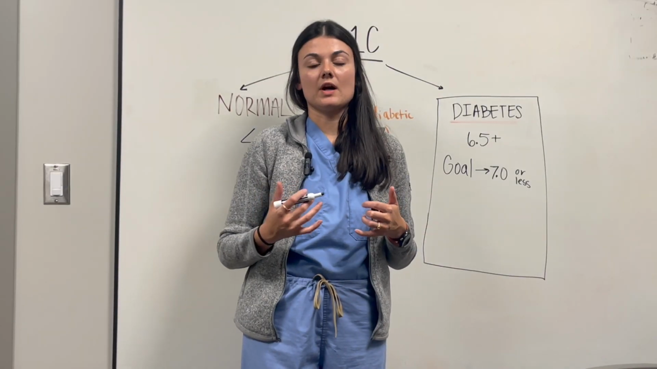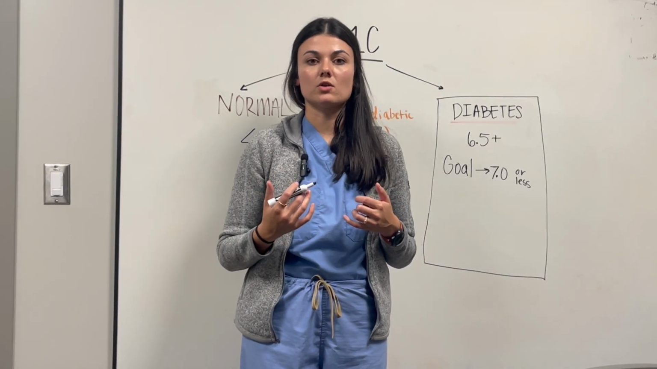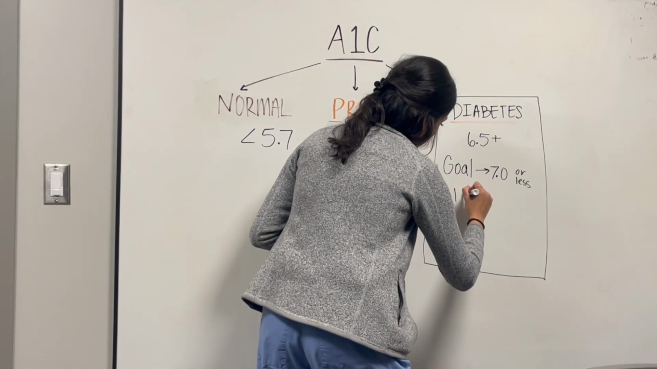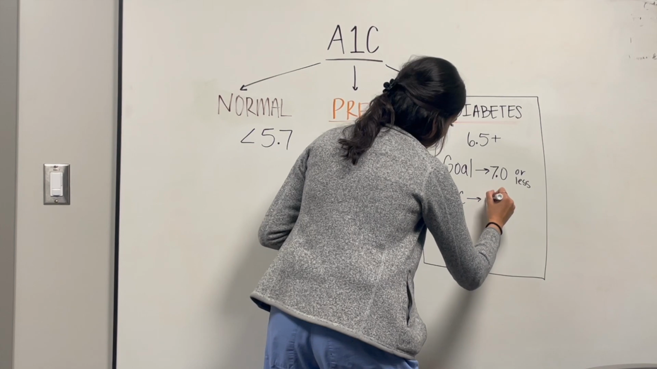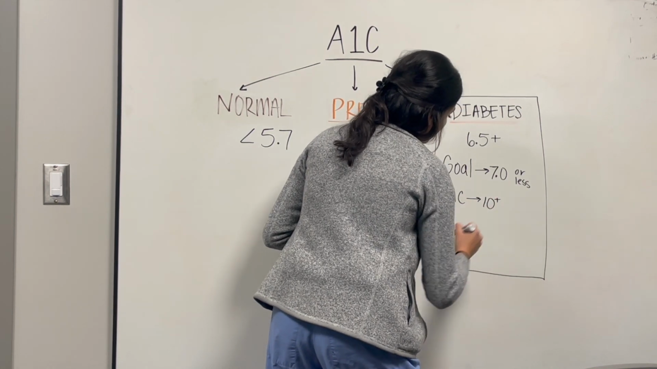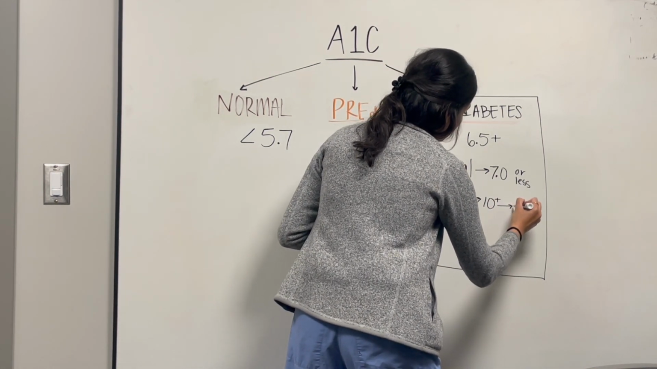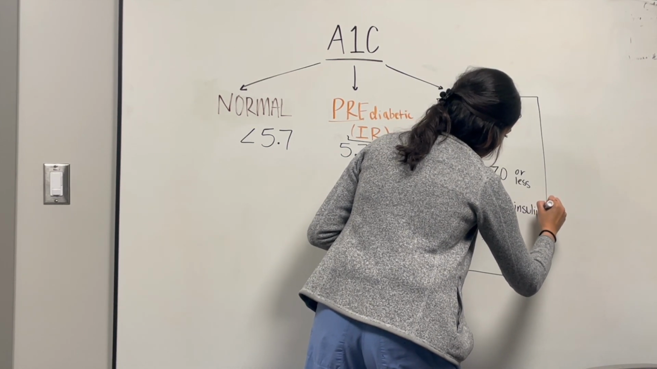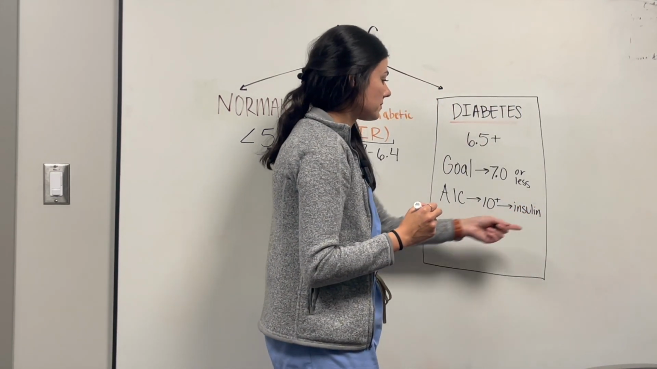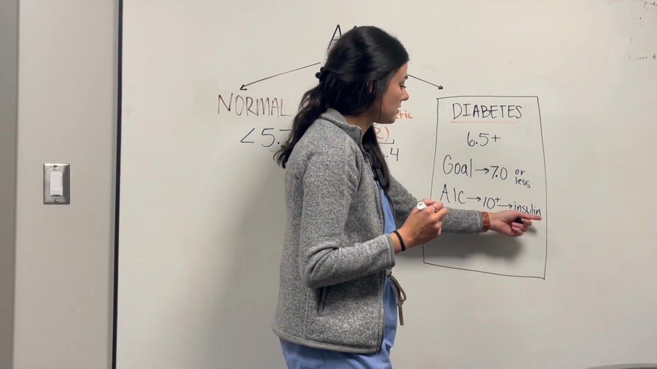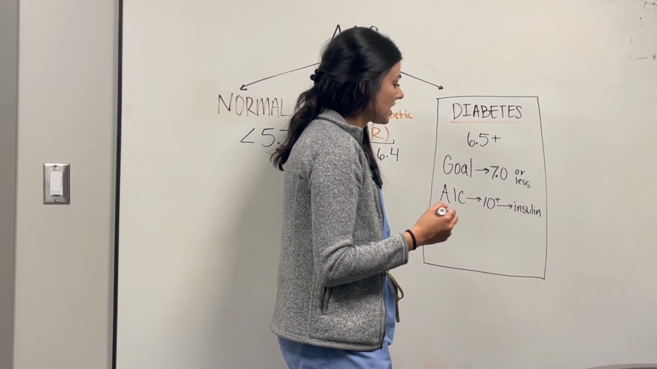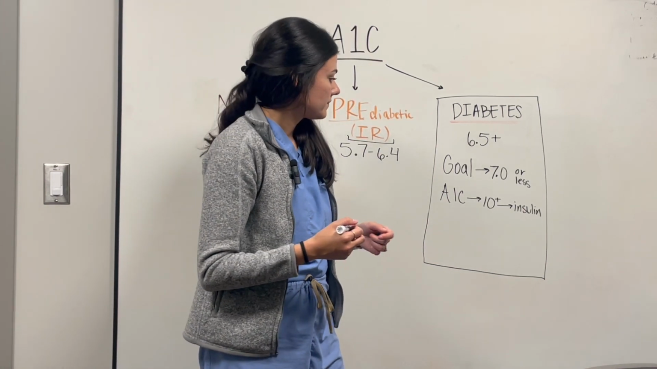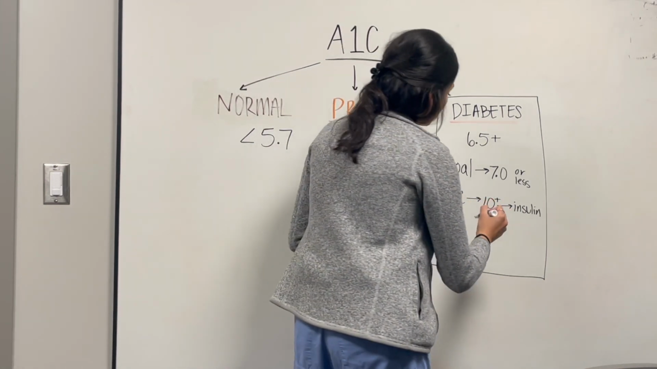Most people want to know how to lower their A1C to their goal. If your A1C is 10 or more, then you might need insulin. And it doesn't have to be a permanent medication that you take, but you might need to take insulin for some time to get you out of that cycle of high blood sugar. So that would be for an A1C of 10 or more.